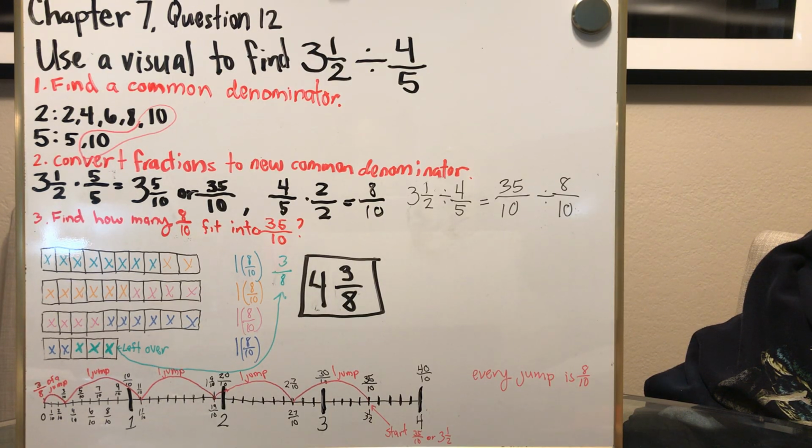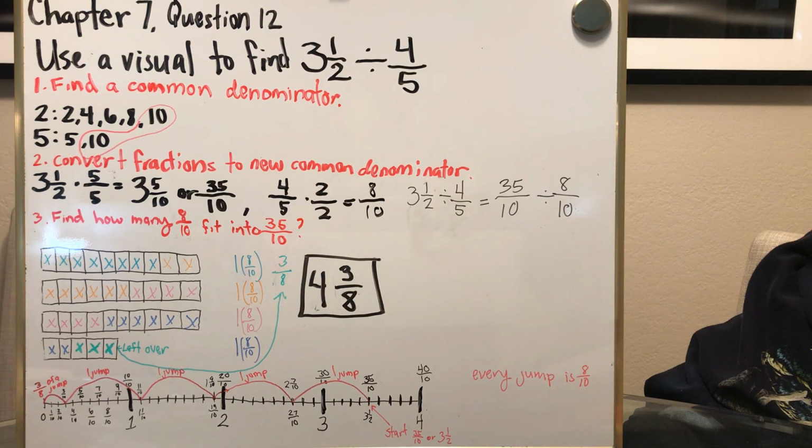So as you can see, I used different color markers to cross out 8 different boxes at one time. And when I cross 8 different boxes, that's one set of 8/10. So after doing that 4 different times, we had 3 boxes left over. So we have 3/8 of another 8/10 left over.